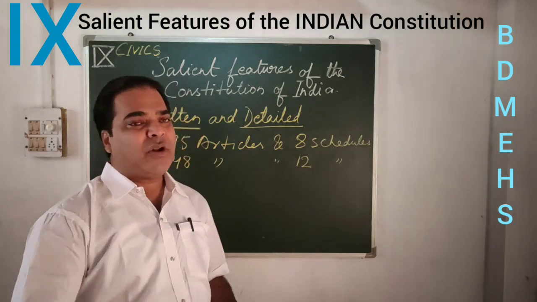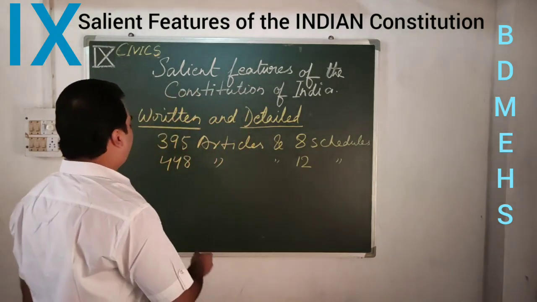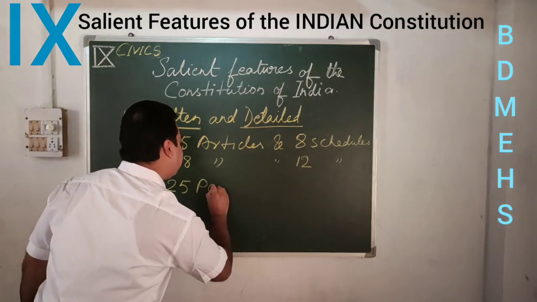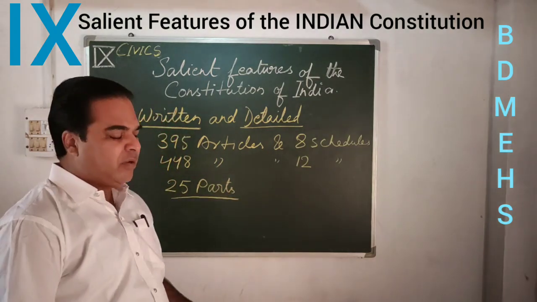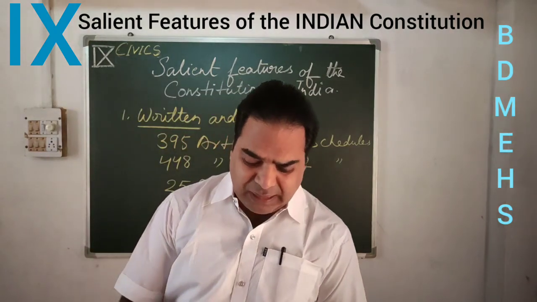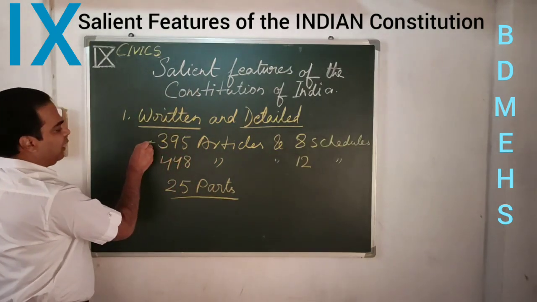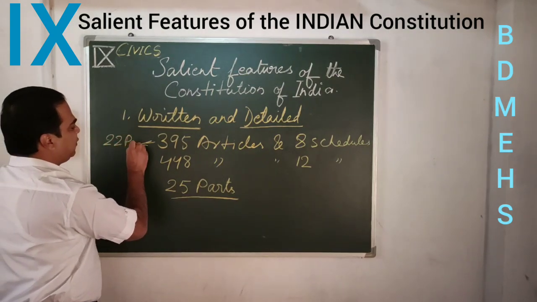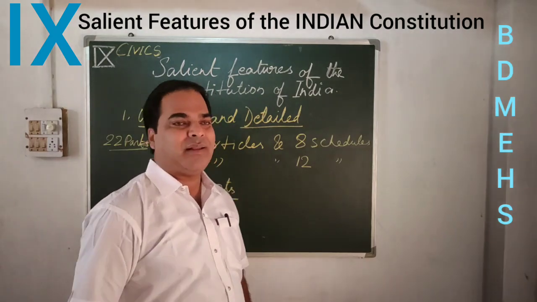And these 448 articles are grouped into 25 parts. How many parts? 25 parts. Before, when it had 395 articles, it was divided into 22 parts. So this is all about the written and the detailed constitution.